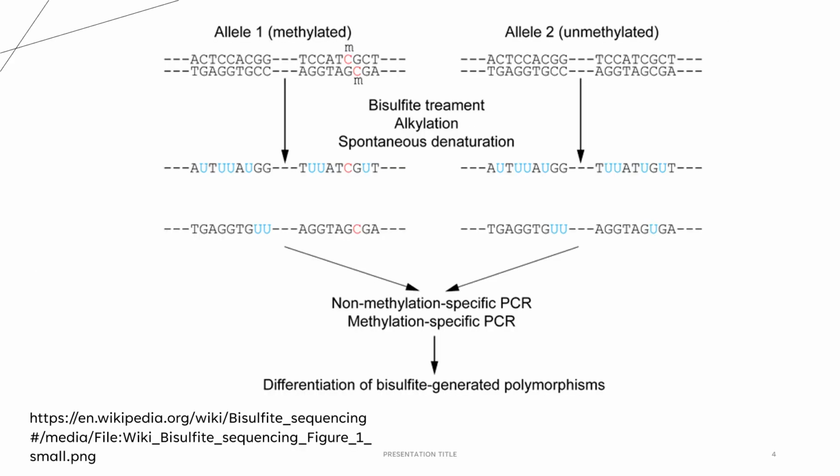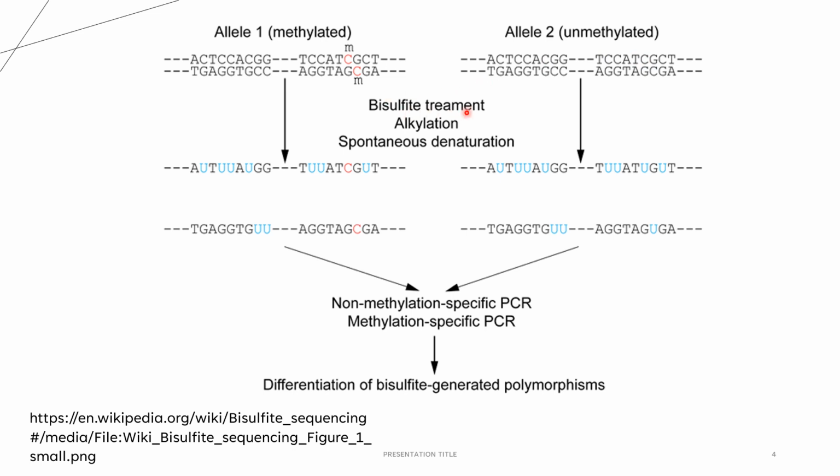This is just an image to illustrate what I talked about on the previous slide. If you look here, you can see this allele 1 is methylated. So what it does is it methylates the cytosine here. And then this allele 2 is unmethylated. So where that C was methylated, this one's not.